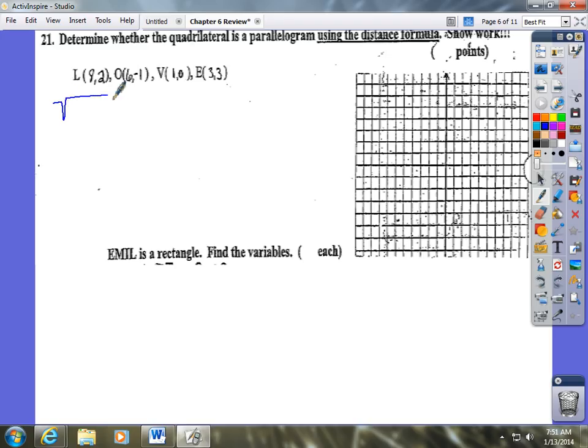I have on your little redo sheet this formula. You're going to plug them in for all 4 of these. So I should see 4 distance formulas shown. And I think only a few people in total actually did all 4 distance formulas. So I gave you another hint like LO, which means you would use these 2 points right here for that one. And then the next one was OV, and you'd use those 2 points.